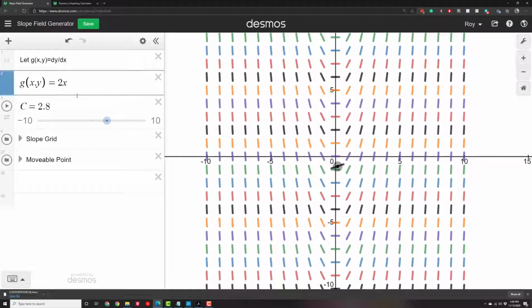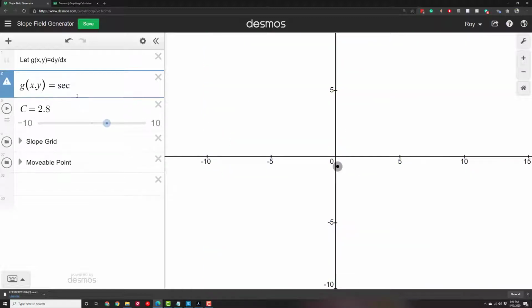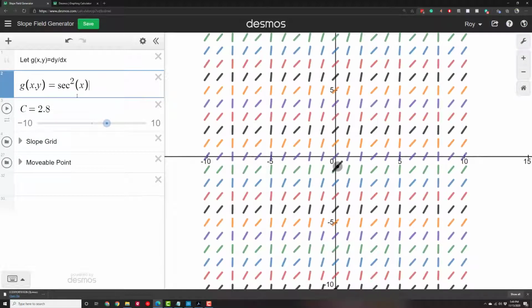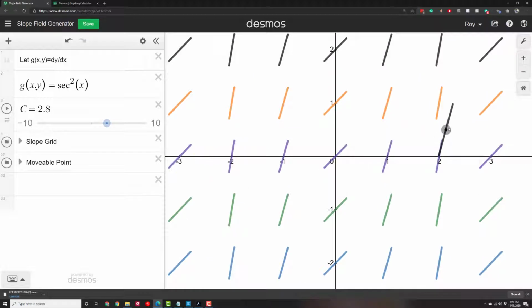So let's suppose we go back here and let's say we want secant squared, because we know that the antiderivative of secant squared is the tangent. Now that is a crazy looking mess, right? It's a total crazy looking mess. But let me zoom in here and really try to showcase this. Notice that at x equals 0, the slope is probably about a 1.